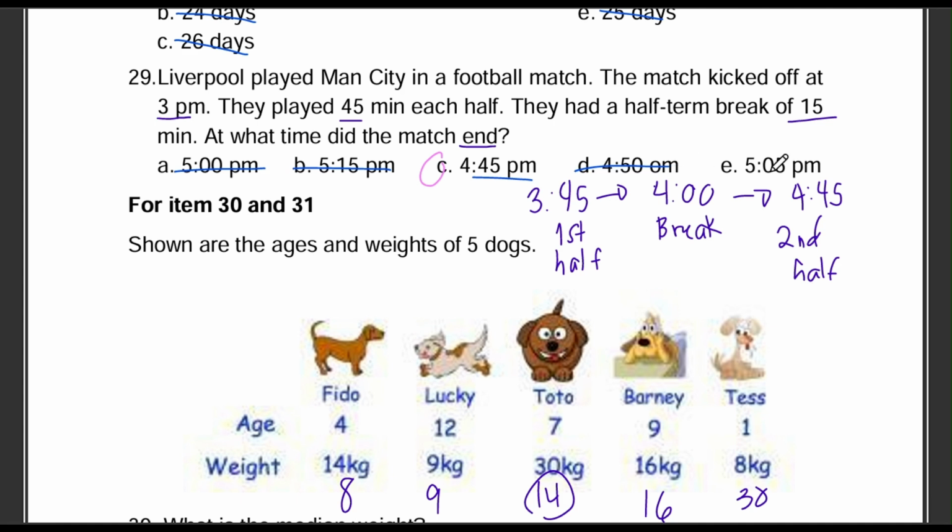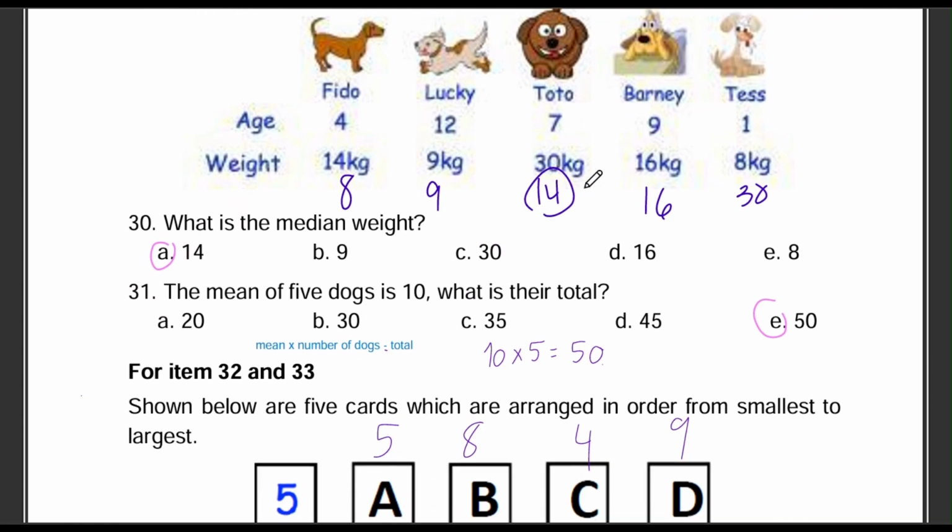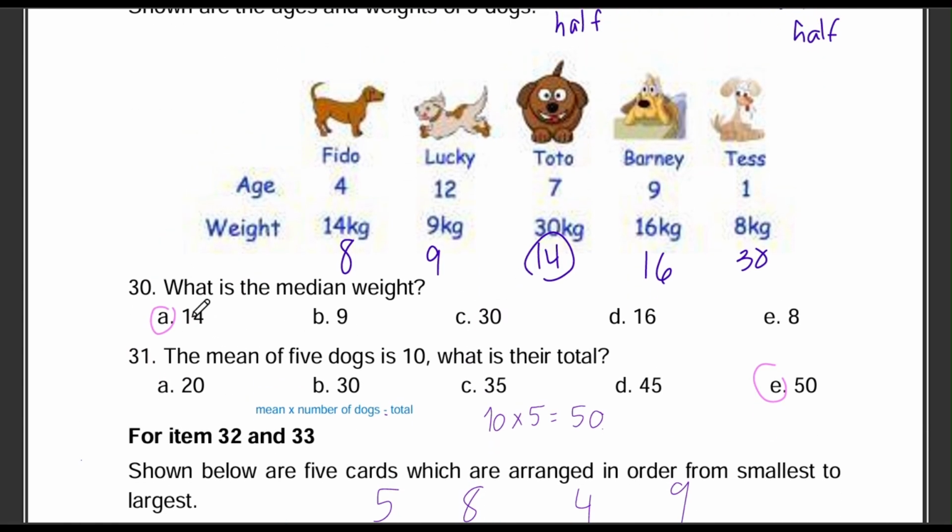E is wrong. Wrong time of day. E, 5:05 p.m. is too late. Question 30. What is the median weight of the dogs? A, 14. B, 9. C, 30. D, 16. E, 8. The correct answer is A.